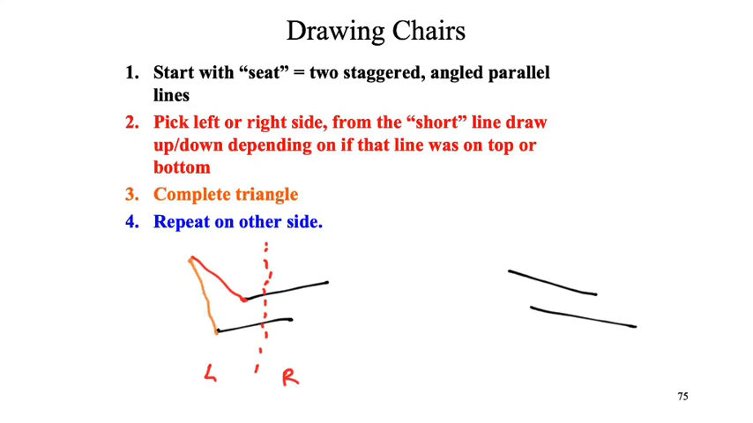Go to the other side. Which line is shorter, top or bottom? The bottom, which means I'm going to go down, complete the triangle. Apparently I got a little shaky hand there. Okay, what happens when it goes to the other side? Same deal. I'm going to go up, I'm going to go down. I'm going to go down, I'm going to go up.